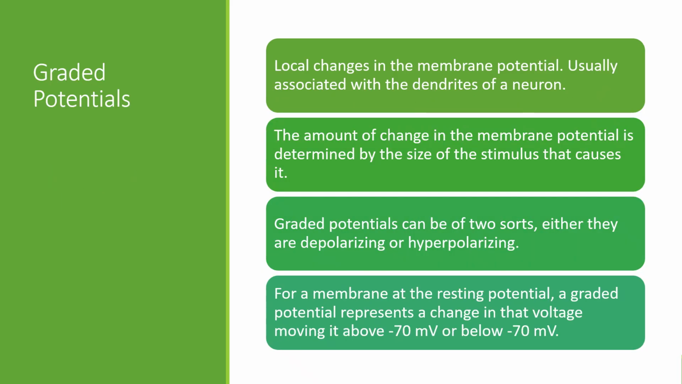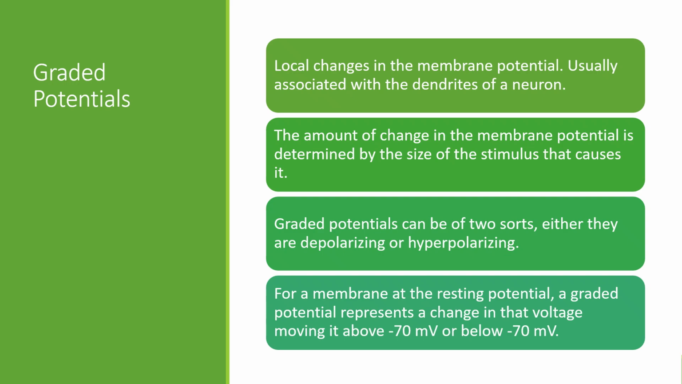So let's start this discussion with talking about graded potentials first. Graded potentials are local changes in that little negative 70 millivolt membrane potential we were talking about, in just one little piece of the membrane. It's not happening everywhere. It's just in one little place, and this is usually on the dendrites of the neuron. The amount of change in the membrane potential is determined by the size of the stimulus that's coming in from the previous neuron in that one little spot, and that's what's causing it.